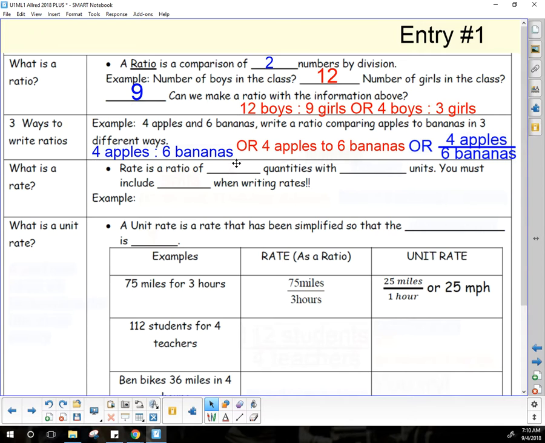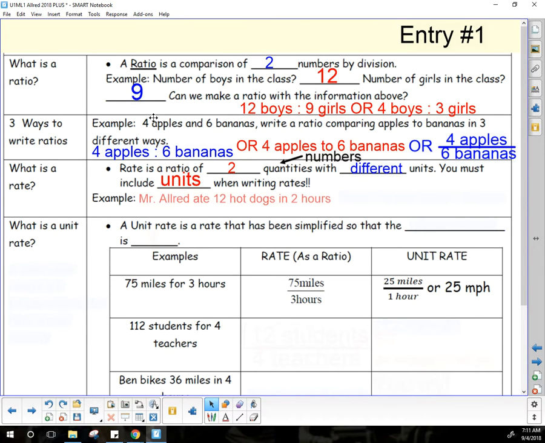A rate is just a fancy word for ratio. The specific thing is that it has different units, and we have to make sure we take account for that. It's a ratio of 2 different quantities. Quantities is a big math word for numbers with different units. You must include units when you're writing rates, or it won't make any sense.